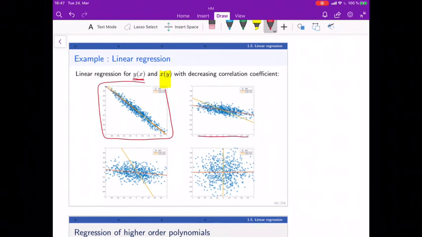Here it's already a bit further apart, here even further, and here we've got completely uncorrelated data, and those two lines just give us the mean values, y bar and x bar, because there's no dependency. We just predict the mean value. That's all we can do.